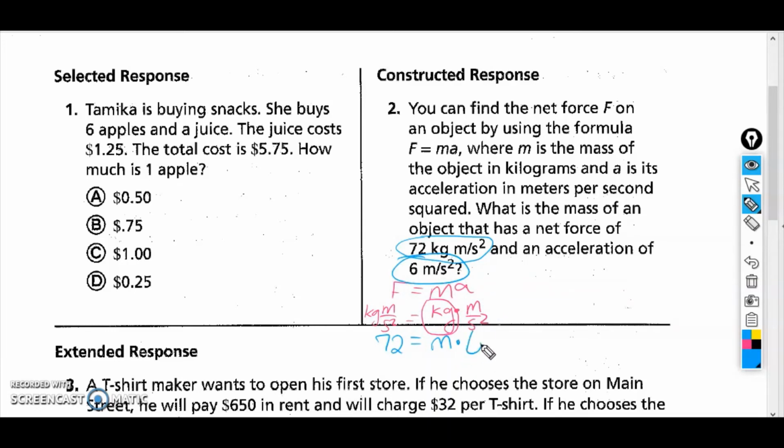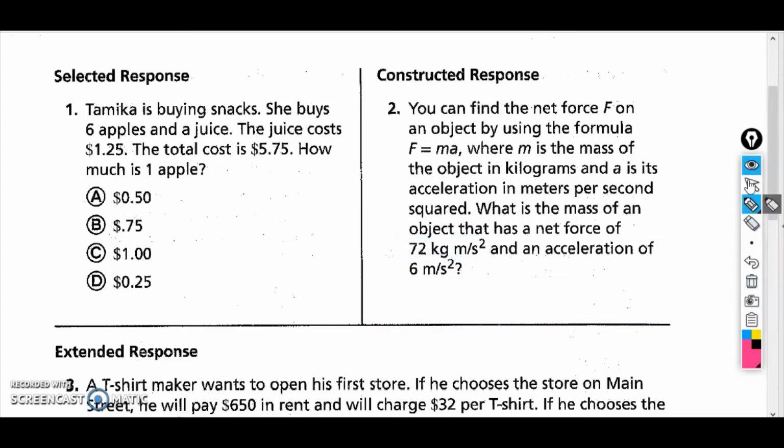So times 6. So if I need to figure out what the mass is, since it's mass times 6, to undo multiplication, I'm going to divide both sides by 6. And that'll give me the answer to mine, and it should be in kilograms, since mass is kilograms.